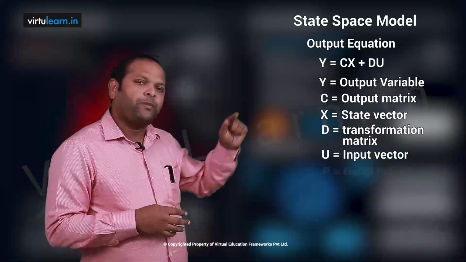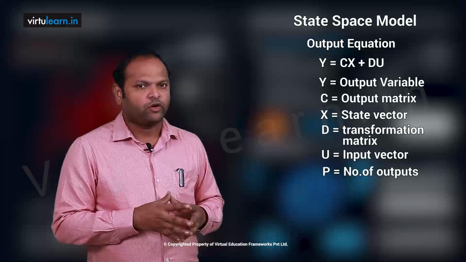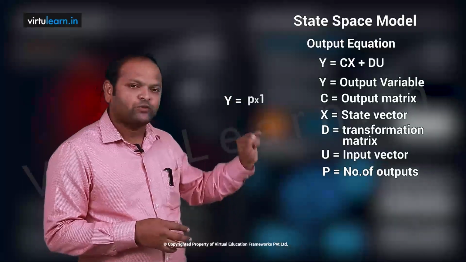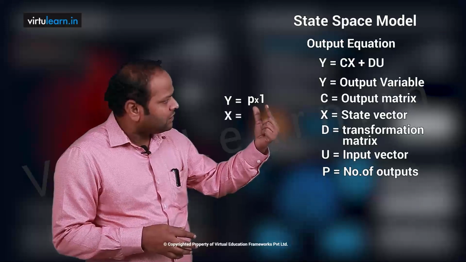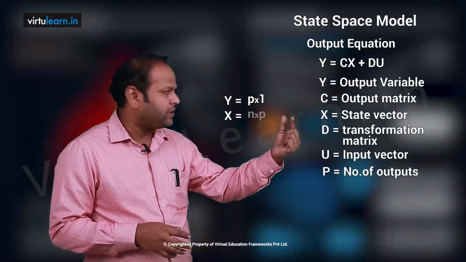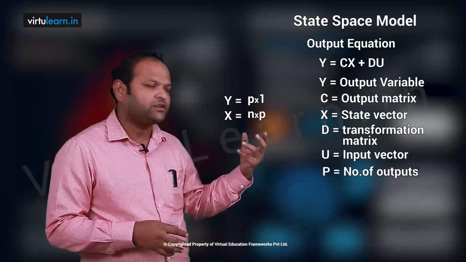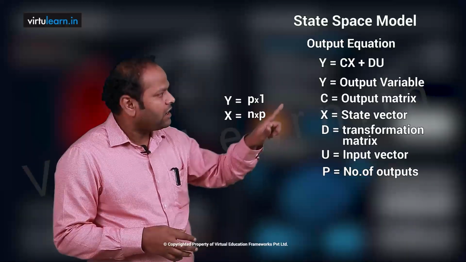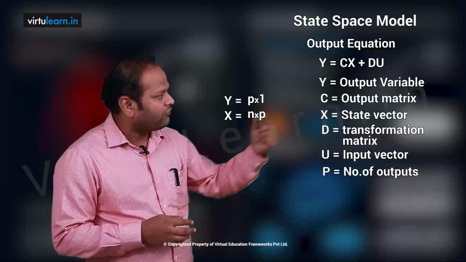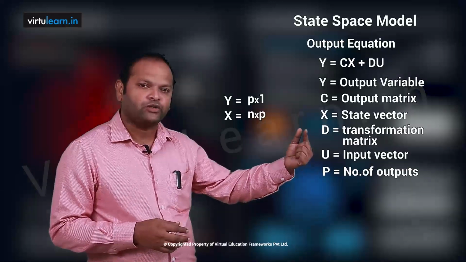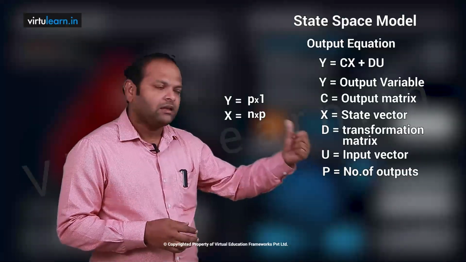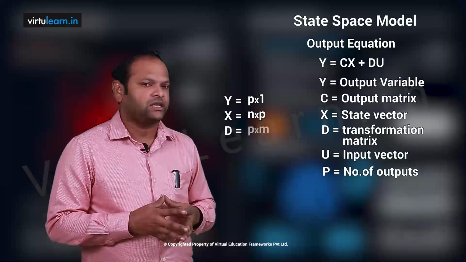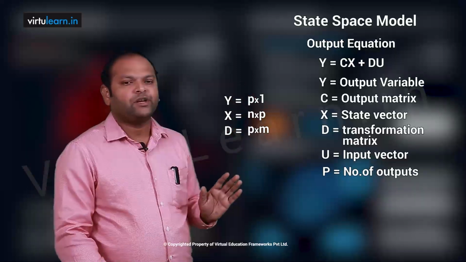Let us say there are p outputs. The number of outputs is p. Then what is this y vector? It is p cross 1. And what is x? X we know is n cross 1. Therefore, obviously the dimension of the C matrix is going to be p cross n. And for D, we have m inputs. The number of outputs is p. Therefore, the D matrix is going to be p cross m. So this is the complete dimensionality.